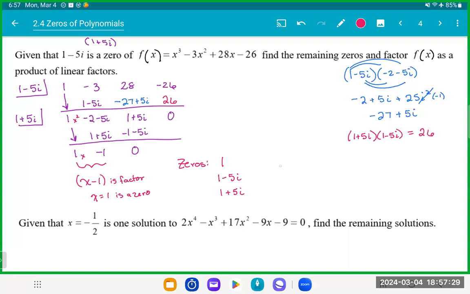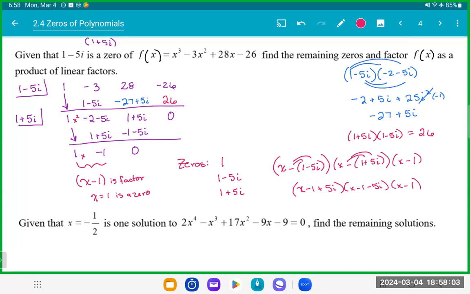So this would be x minus 1 minus 5i. That's one factor. And then we had x minus 1 plus 5i. And we had x minus 1. So simplify this by distributing this negative to each of those terms. And we ultimately end up with x minus 1 plus 5i times x minus 1 minus 5i times x minus 1. Okay? Question.